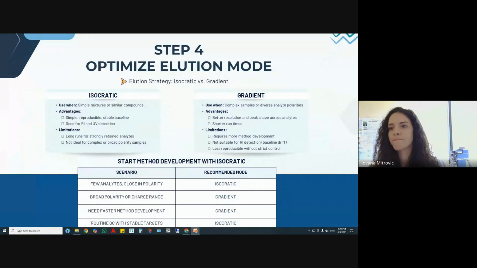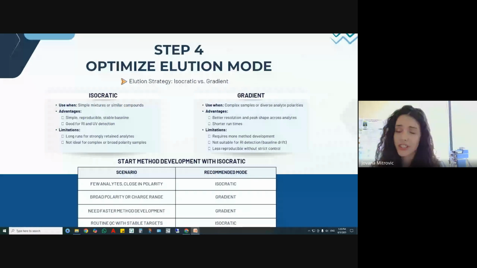Once you have your column and mobile phase, it's time to optimize elution mode. So consider isocratic elution first. It's simple, easy to interpret, and highly reproducible. Great for analytes with similar polarity or retention behavior or relatively clean samples.